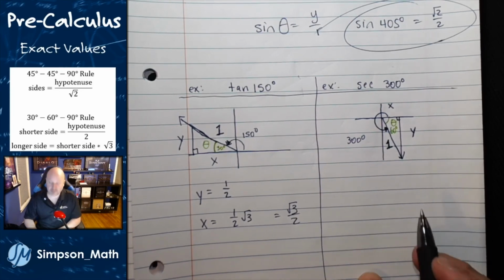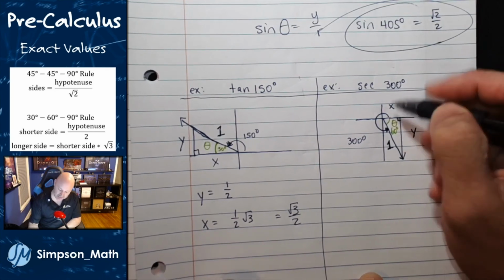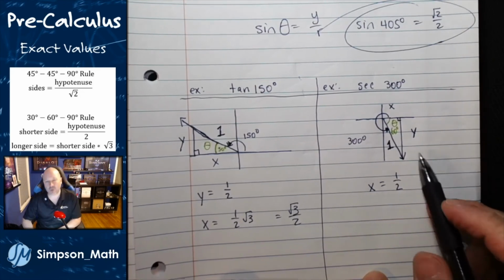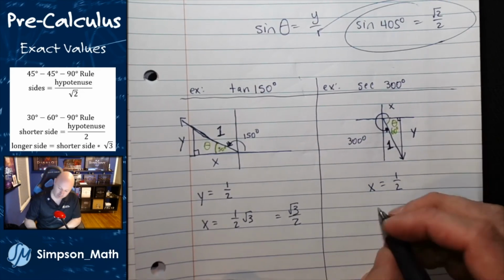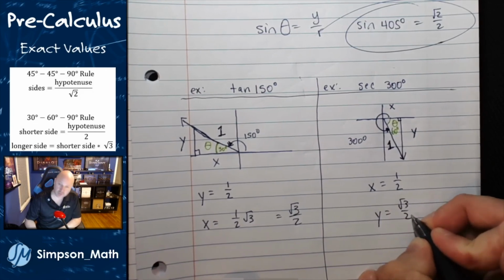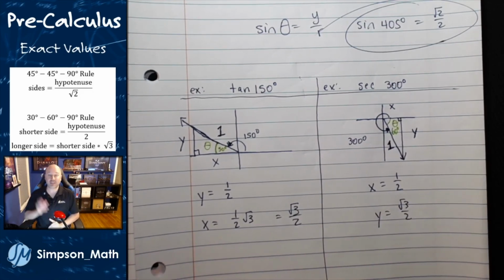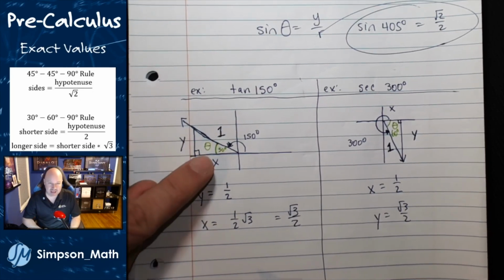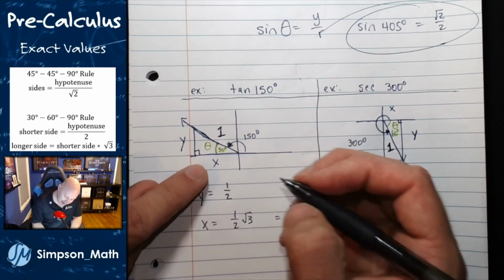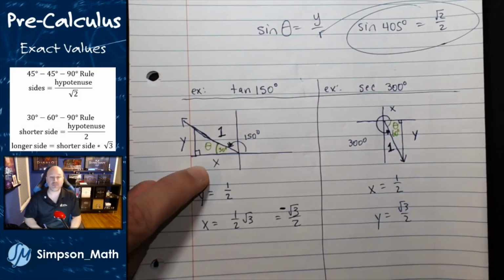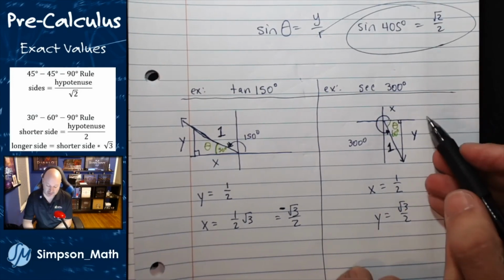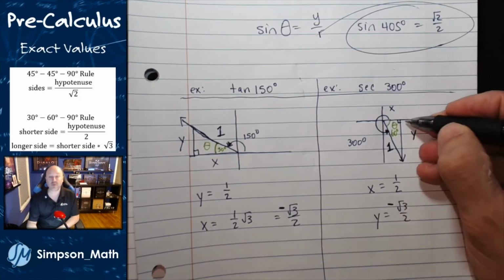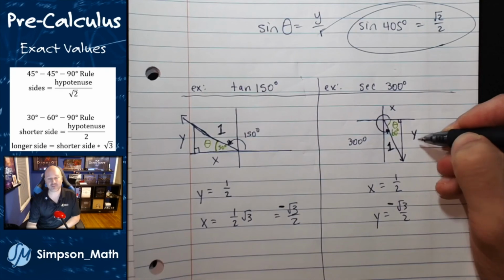I'll find an x and y for this example. The shorter side length in this example is x, so it's 1/2. And the y value, the larger side length, will be the root 3 over 2. Now let's not forget the all students take calculus. Y is positive, but x should be negative. This is a negative root 3 over 2. In this example, the x is positive, but the y value is negative. The y value is below the x-axis. It should be negative.